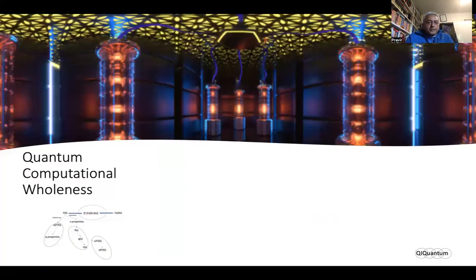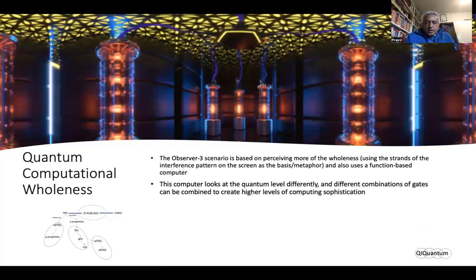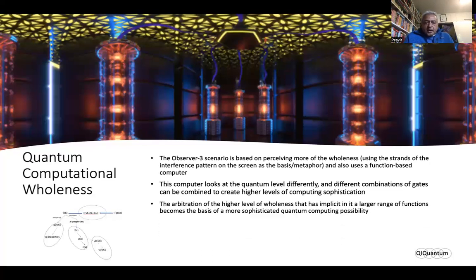Now, coming to a third paradigm, when we look at the quantum computational wholeness, we can think of observer 3 as representing more of the wholeness, using the strands as a metaphor. And so the computer at the outset looks at the quantum level differently. And again, there's different combinations of gates, and there's a higher level of computing sophistication than in the previous scenario. And therefore, we'd be able to arbitrate at a higher level of wholeness, and there would be a larger range of functions that then becomes possible.